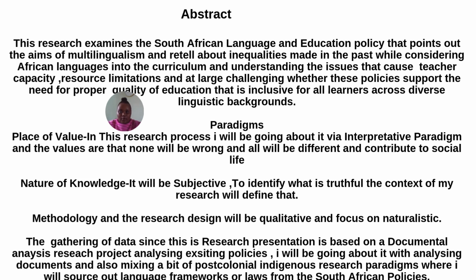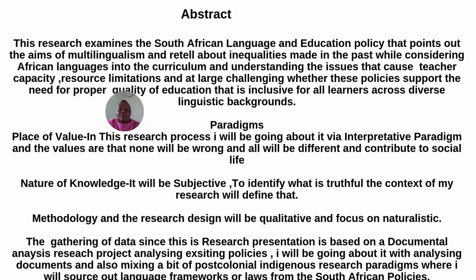I have constructed an abstract. This research examines the South African language and education policy that points out the aim of multilingualism, and it will retell the inequalities of the past while considering African languages in the curriculum and understanding the issues that cause teacher capacity and resource limitations at large, and challenging whether these policies are supposed to be supported, or do they need a proper quality of education, trying to see if they are inclusive for all learners to partake in.